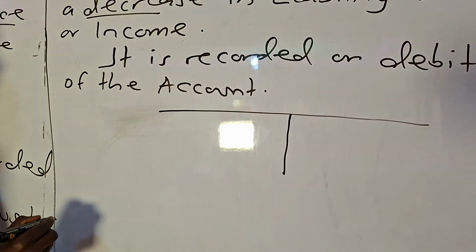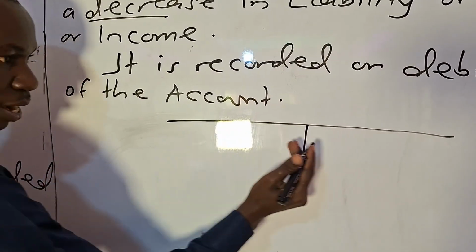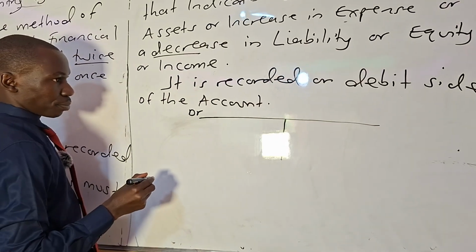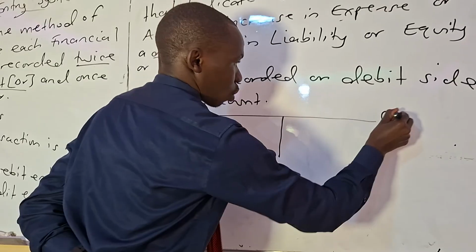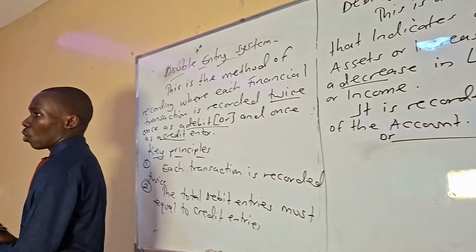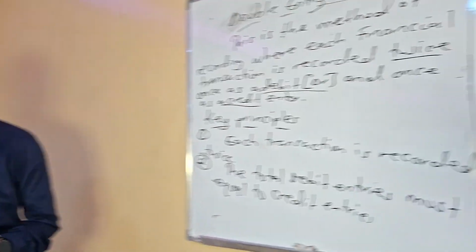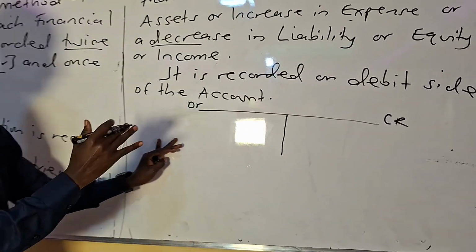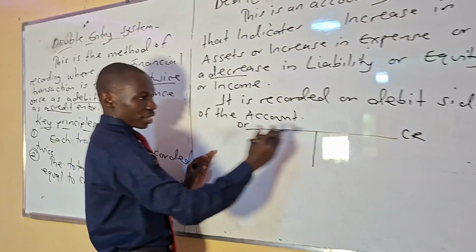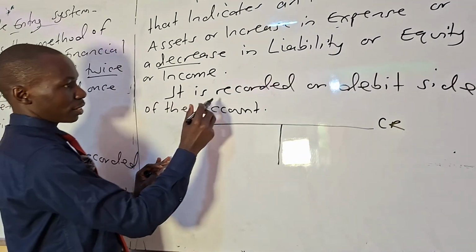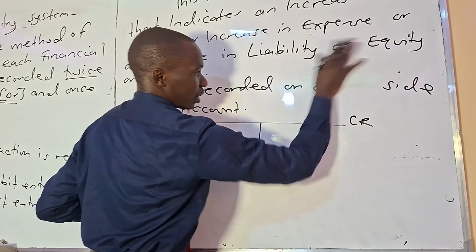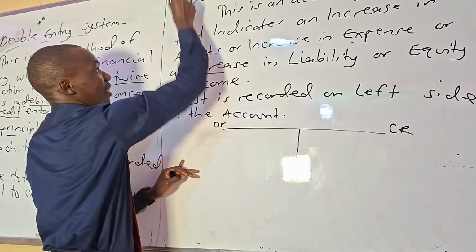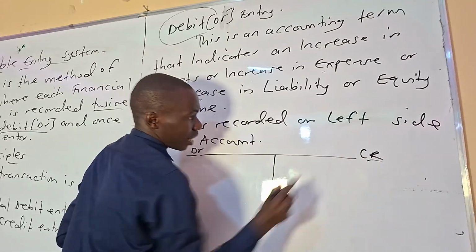When you look at this T, it has two sides. This side is called debit, and this side is called credit. If you are standing facing here, this is the left side, the other one is the right side. So you can say it is recorded on the left side, because here it is debit, here it is credit.